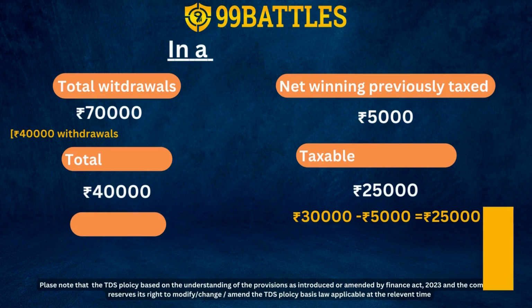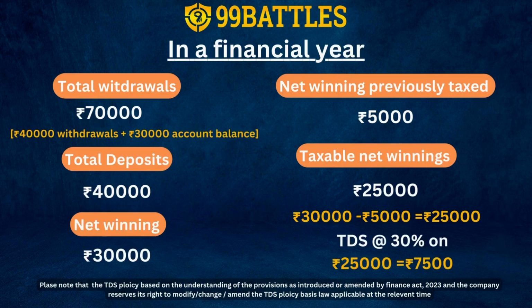So now calculation will be done like this. Total withdrawal in the financial year is Rupees 70,000: Rupees 40,000 withdrawal plus Rupees 30,000 account balance. Total deposits in the financial year is Rupees 40,000. Net winning is Rupees 30,000. Winning previously taxed is Rupees 5,000. Taxable net winnings, that is Rupees 30,000 minus Rupees 5,000, is Rupees 25,000.